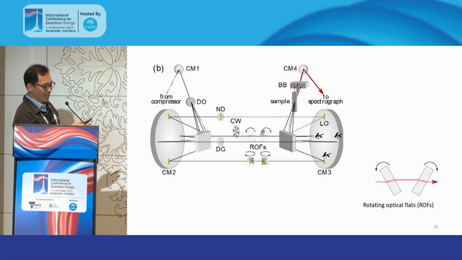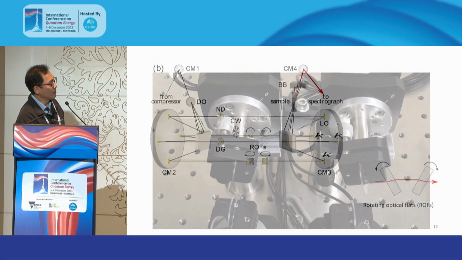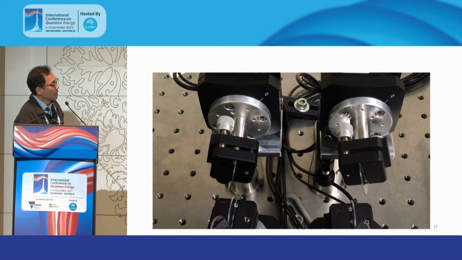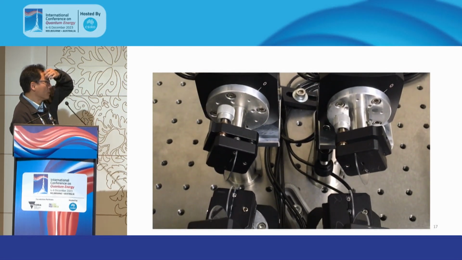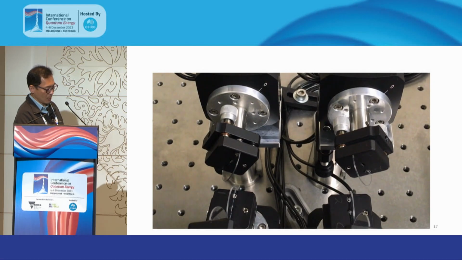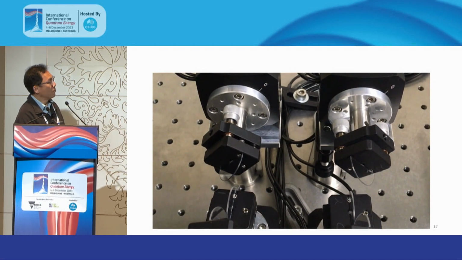Okay, the heart of it is actually fine control of the optical pulses, and this is our development here. We use a pair of rotating optical flats. So we made the spectrometer a lot easier to align and a lot cheaper to implement as well. Basically, just by rotating the optical flats, we can control the timing of the optical pulses. Okay, I'll just go forward.